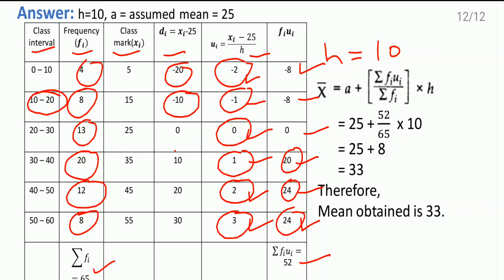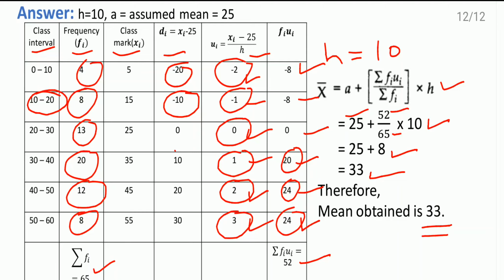Correct? Now look at the formula here. In this formula, A is 25. Sum of fi ui is 52. Sum of the frequencies 65, and into 10. Correct? Now once again, if you divide by 13, we get here 8. So 25 plus 8, 33. Right? Therefore the mean obtained is 33.